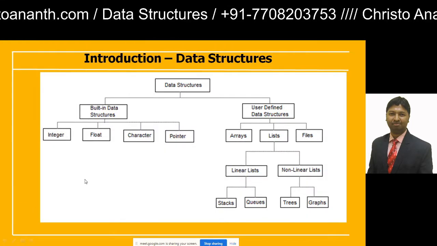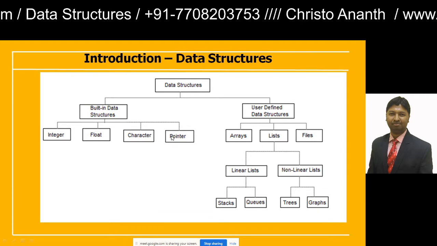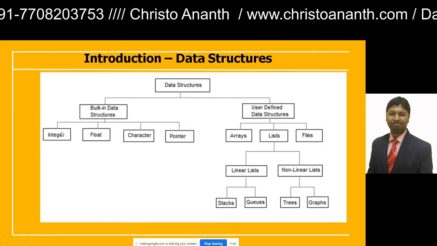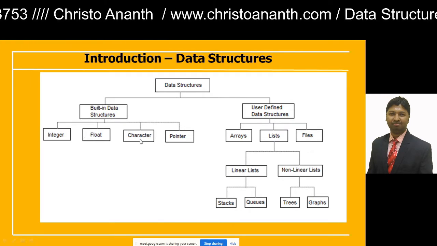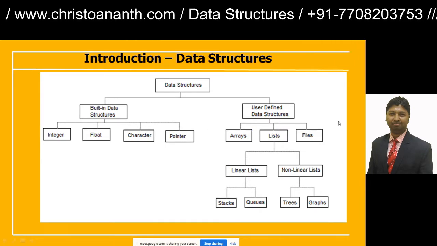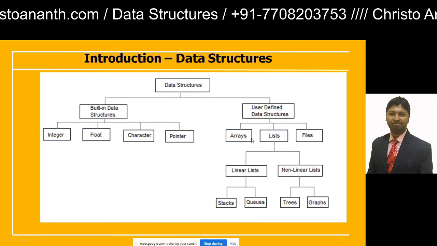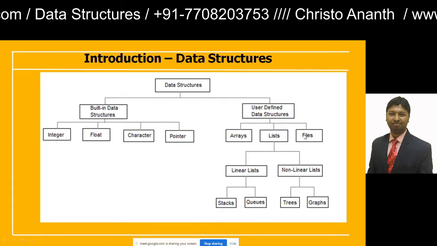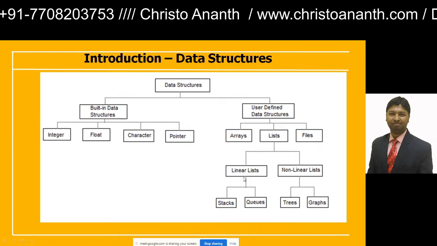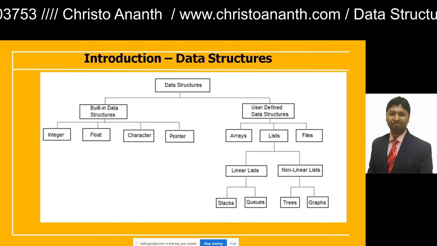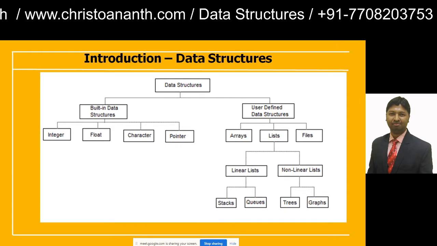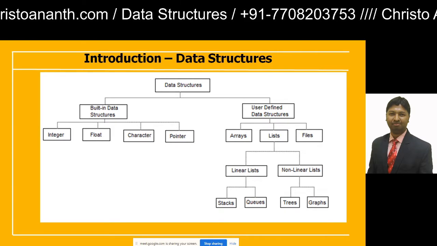So this is the classification of data structures. We have the built-in data structures and the user-defined data structures. Within the built-in data structures, we have integer, float, character, and then pointer. For user-defined data structures, we have arrays, lists, and files. Within the list, we have linear lists as well as non-linear lists. In the case of linear lists, we have stacks and then queues. We have first in, first out and last in, first out.